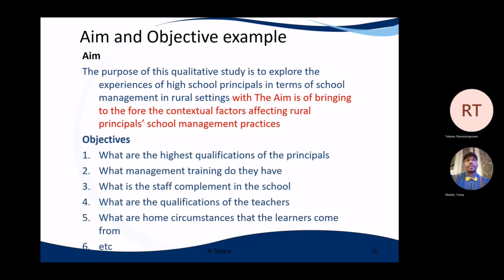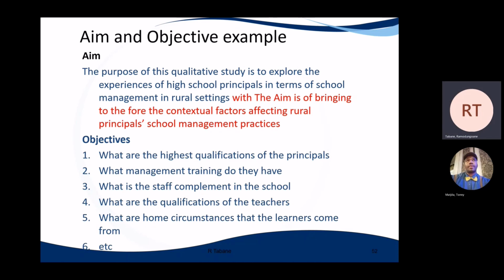Number one, what are the highest qualifications of the principals? Because if I know their highest qualifications, I'll start to know what type of principals I'm dealing with here, because we're talking about school management practices. Some might have an MBA, some might have only a junior degree, some might have a diploma, the old diplomas, because it's in a rural setting. Some might have.